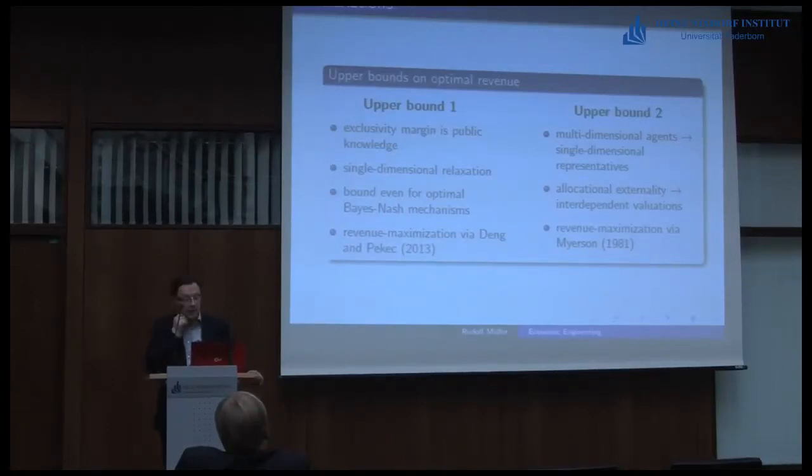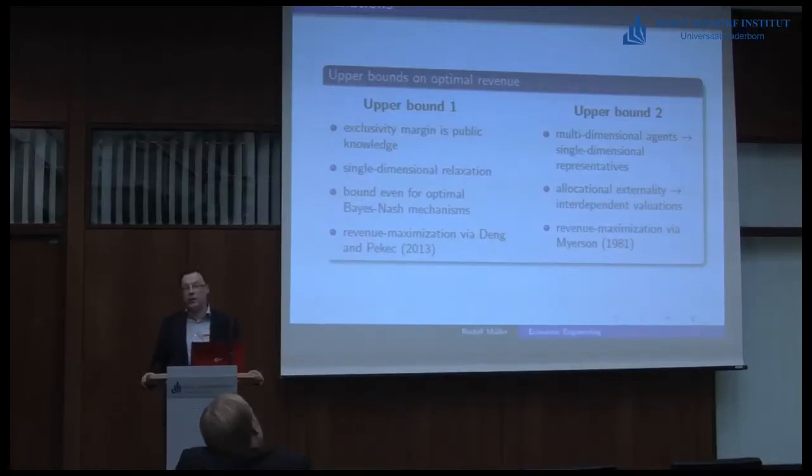So the nice thing is, for that problem, the optimal auction has been given in a paper by Deng and Pekeč in 2013. They wrote a paper on very much the same topic, but they simplified at the very beginning and said, well, we make the simplifying assumption that one part of the information is public. So we have a one-dimensional problem.